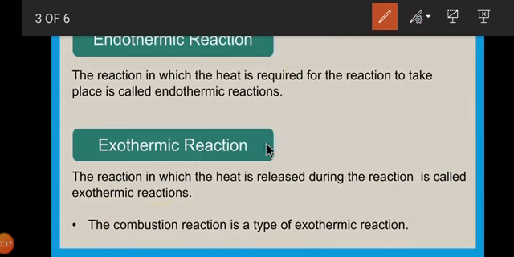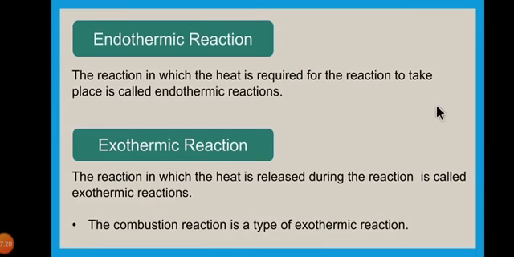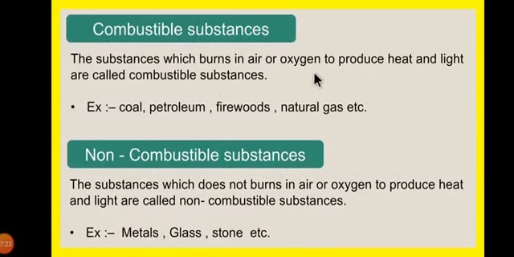Okay, let's move on. Combustible substances I have already explained in the very first slide, but once again, the substances which burn in air and oxygen to produce heat and light are known as combustible substances, or which have the property to catch fire easily. For example, coal, petroleum, firewood, the same examples, because these are basic combustible substances.